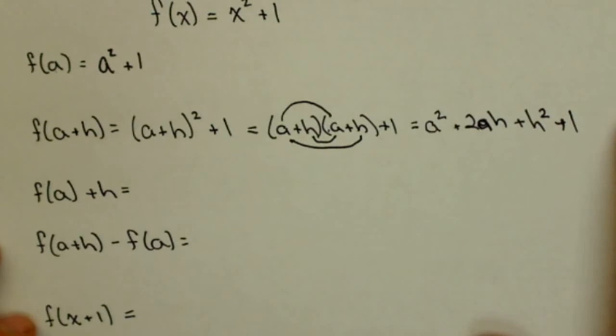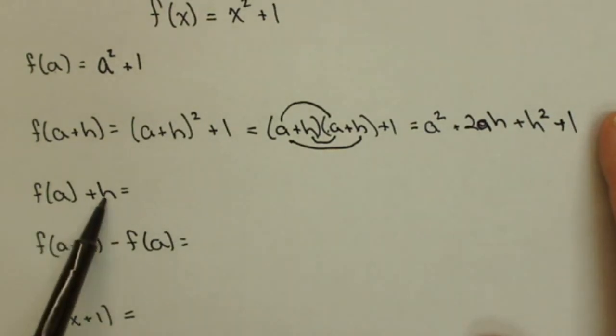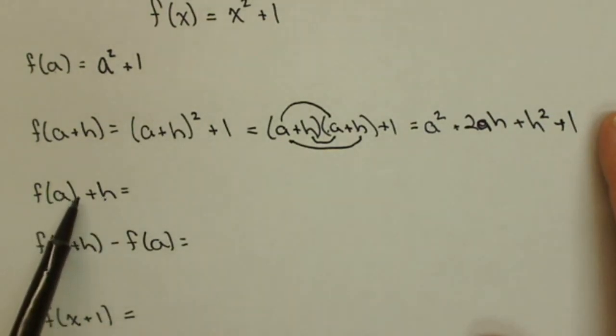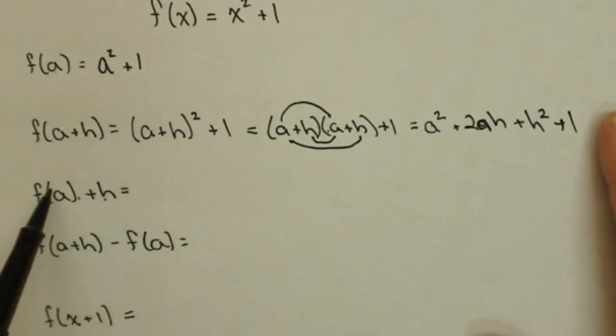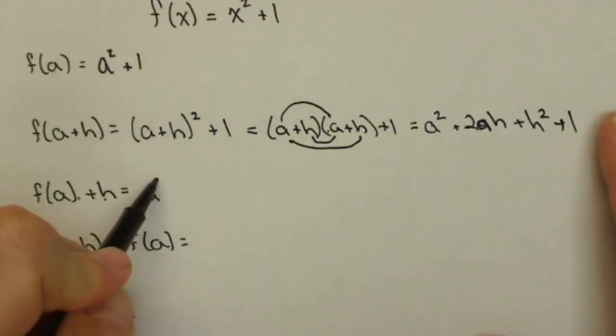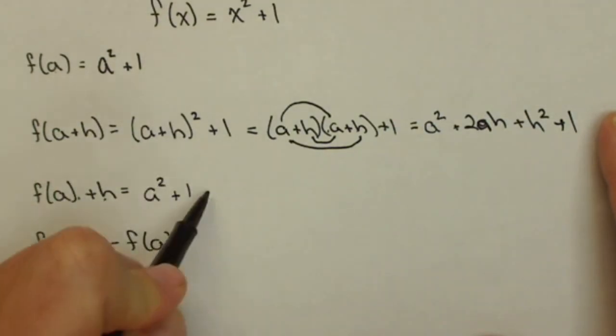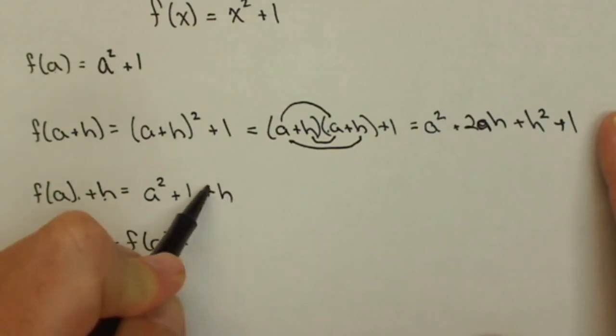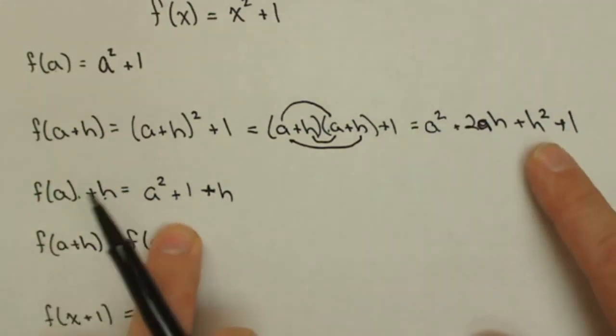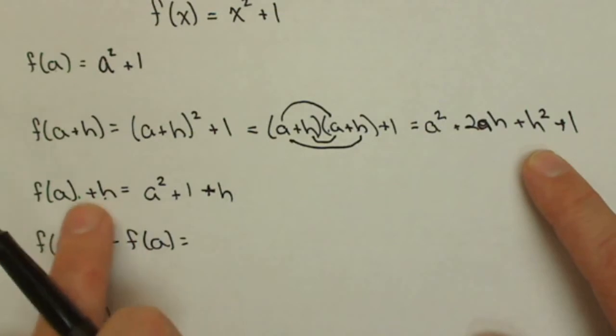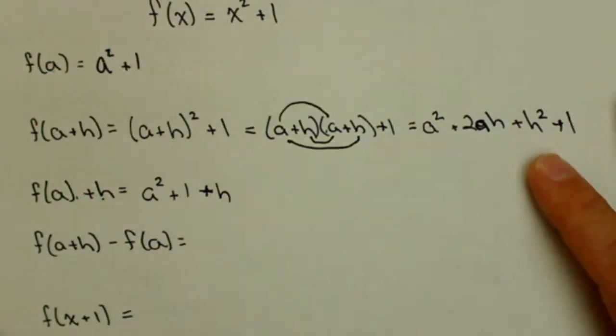This next one will be a nice contrast. F of a plus h, now the plus h is not in the parentheses. We have f of a right here. F of a is just a squared plus 1, and we're just going to add h to the end. As you can see, very different, so make sure you pay attention to where that plus h is.